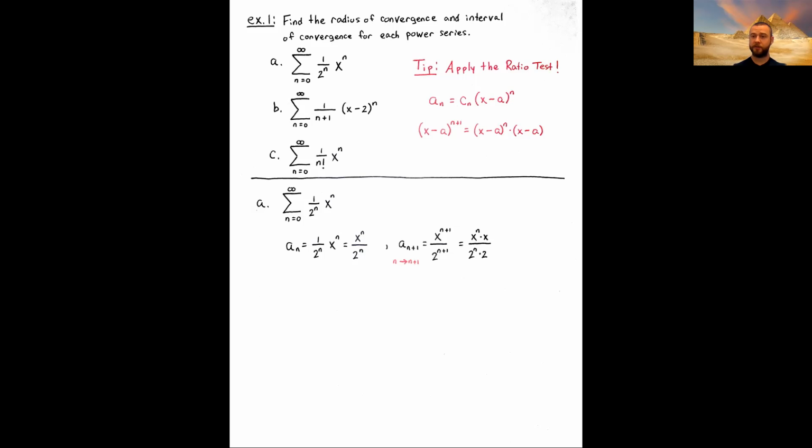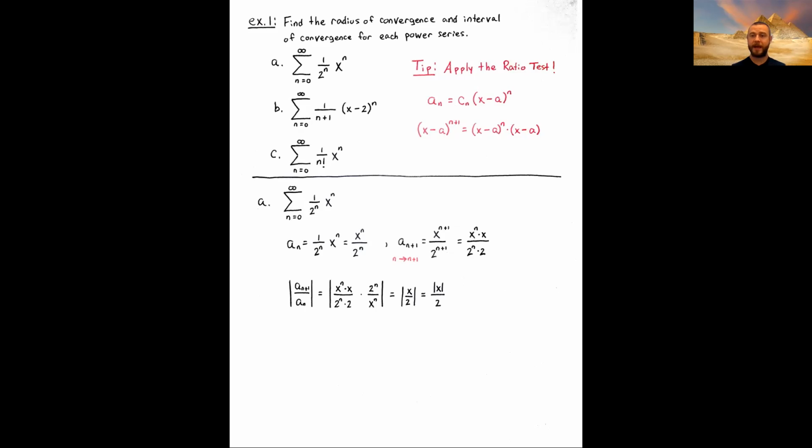All right, we have our 2 terms, a sub n plus 1 and a sub n. We now look at the ratio of a sub n plus 1 divided by a sub n. Recall that we have that for the ratio test, that ratio within absolute value.